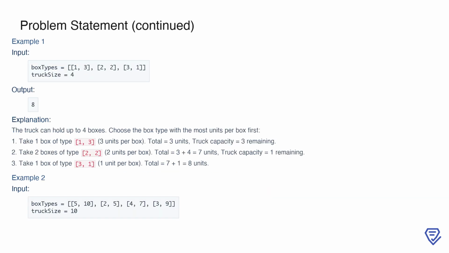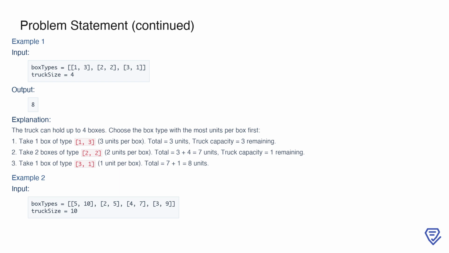In the first example, we have three box types, one with one box containing 3 units per box, another with 2 boxes containing 2 units per box, and a third type with 3 boxes containing 1 unit per box. The truck has a capacity of 4 boxes. To maximize the number of units loaded, we start by selecting the box type with the highest units per box. First, we take one box of the type that has 3 units per box, which adds 3 units to our total, leaving space for 3 more boxes.